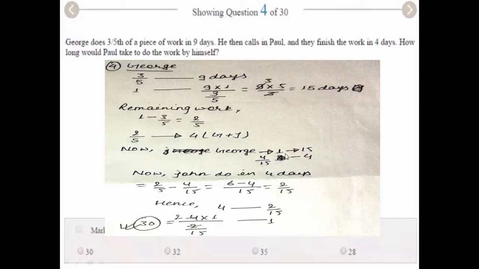Now George takes 15 days to complete the whole work. So the work completed in 4 days by George is 4/15. So what Paul does in 4 days equals the remaining work minus the work done by George. This is the work done by Paul in 4 days, so the total work done by Paul, we calculate that expression and got the answer in days.